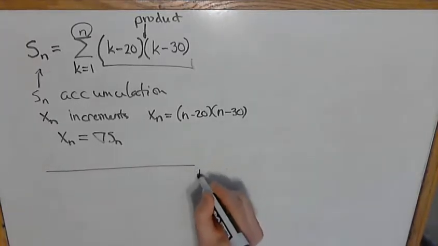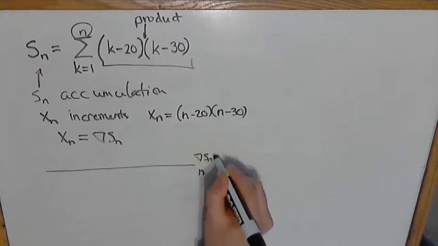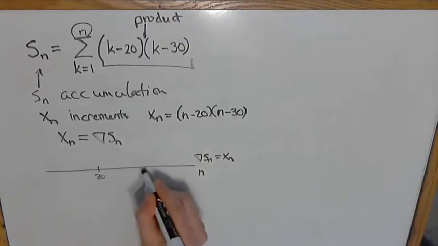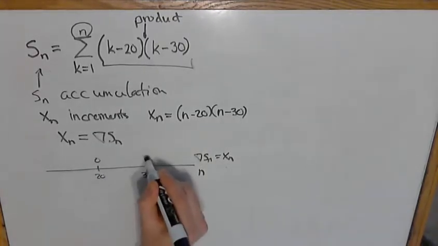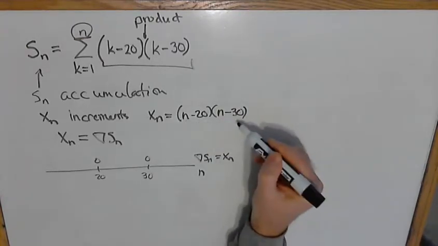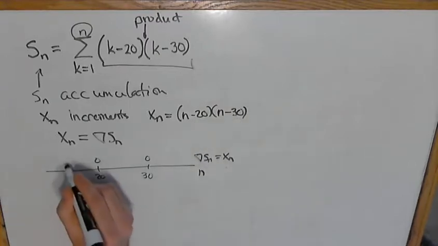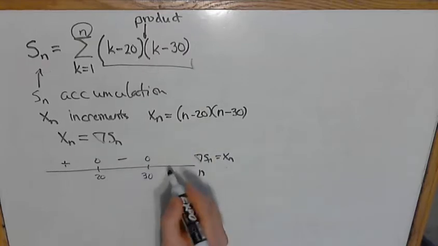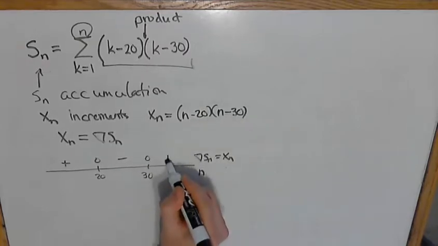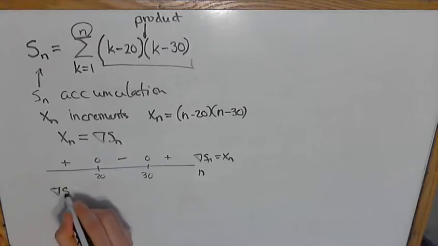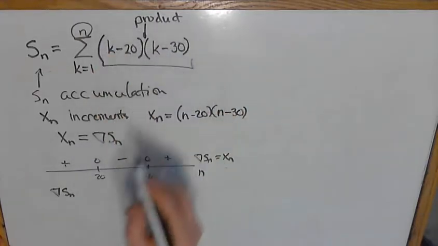So here is my index and my increment, which is the same as xn. And I have at 20 and 30, my increments are 0. I could pick numbers like 0, which is less than 20 and 30. So negative 20, negative 30, that makes it positive. 25, that'll be positive and negative. And 35, that's positive, that's positive. And so I have sign analysis for my increments. What this means is that my increment for s, the numbers that I'm adding, are positive.